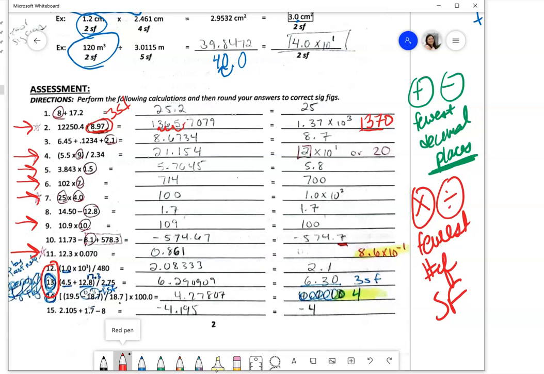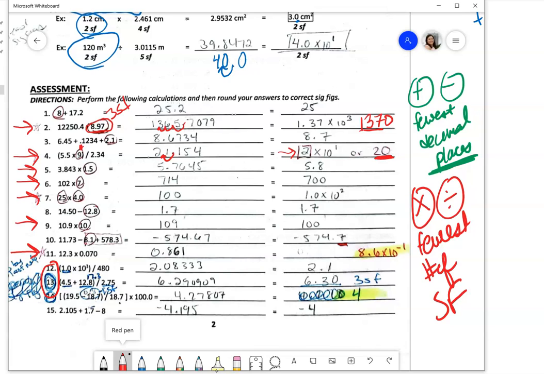Now number 5, we have 5.5 times 9 divided by 2.34. So when you see this, out of these 3 numbers, 9 has the least number of sig figs. It only has 1. So that means this answer, 21.14, has to be converted into 1 sig fig. The only way you can really do that is to round it off to the nearest whole number, 20. Or again, if you get stuck, you just move it over once, and that becomes 2 times 10 to the 1. And really, converting it to scientific notation is always going to help you out. No matter what, if you're stuck, you can always show it through scientific notation.